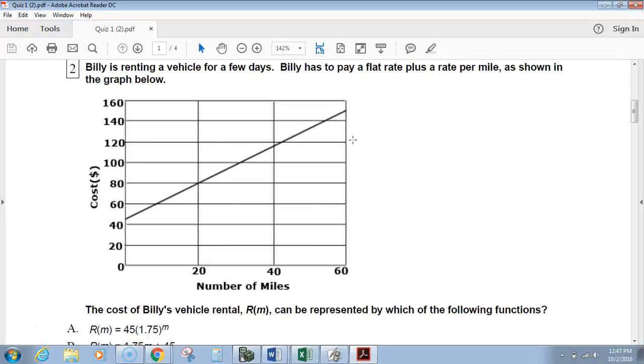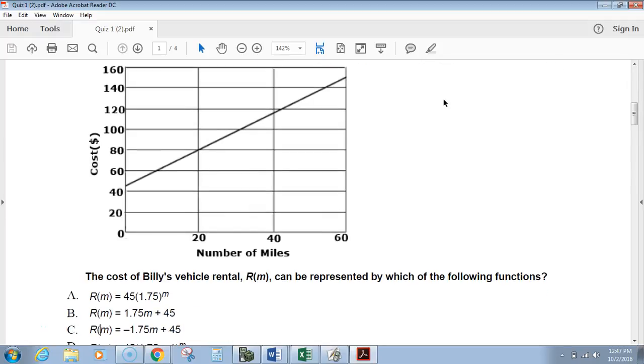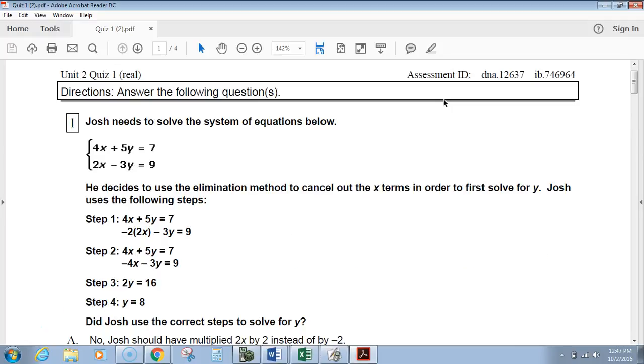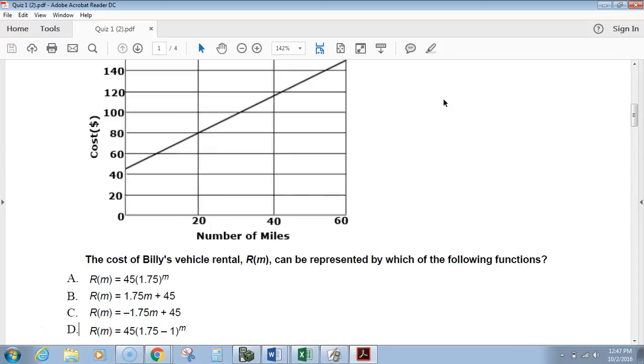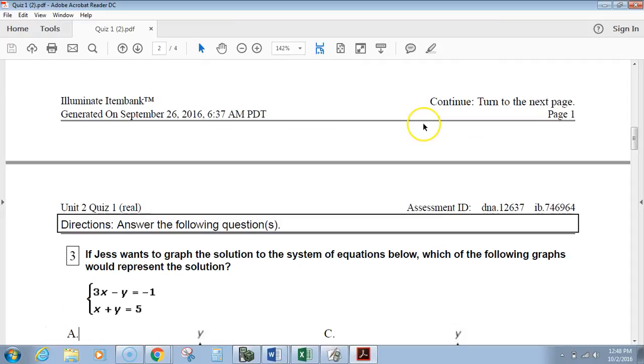Question number 2. I want you to notice that this is a positive linear relationship, okay? A positive linear relationship. So you shouldn't have any variable as an exponent. It should be in y equals mx plus b mode, where obviously they're using r's and m's instead of y's and x's, and that it's a positive graph. So think about that. I think you guys probably got that one already. Let me know if you have any questions.